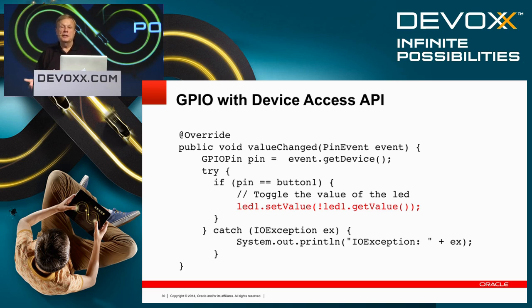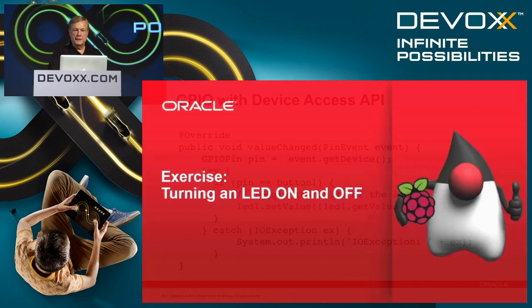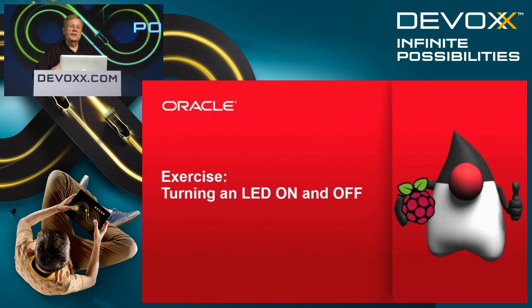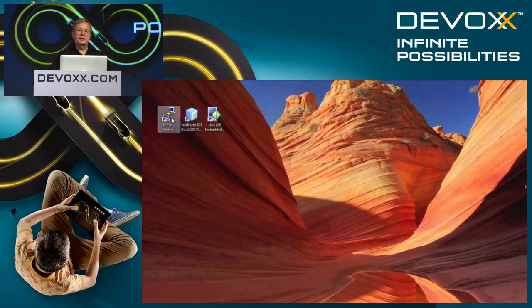event. We can get the device from the event, which is a GPIO pin. Then we can say, okay, if the pin was button 1, then we're going to toggle the value of the LED. So that's the wiring. That's the wiring in code, how we bridge the gap between the switch being open and closed and the LED being lit.